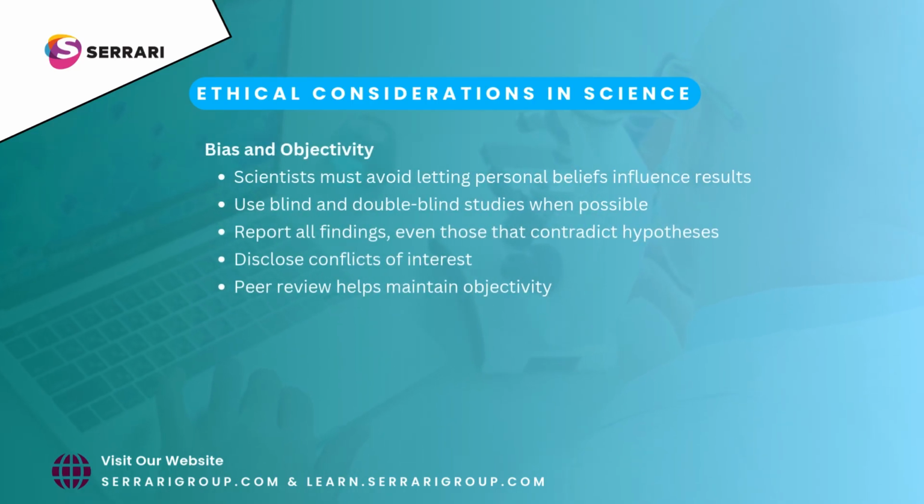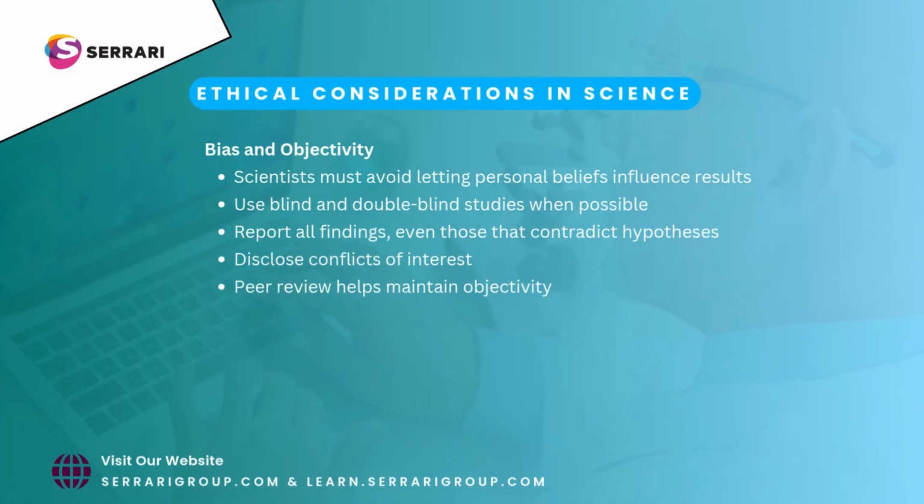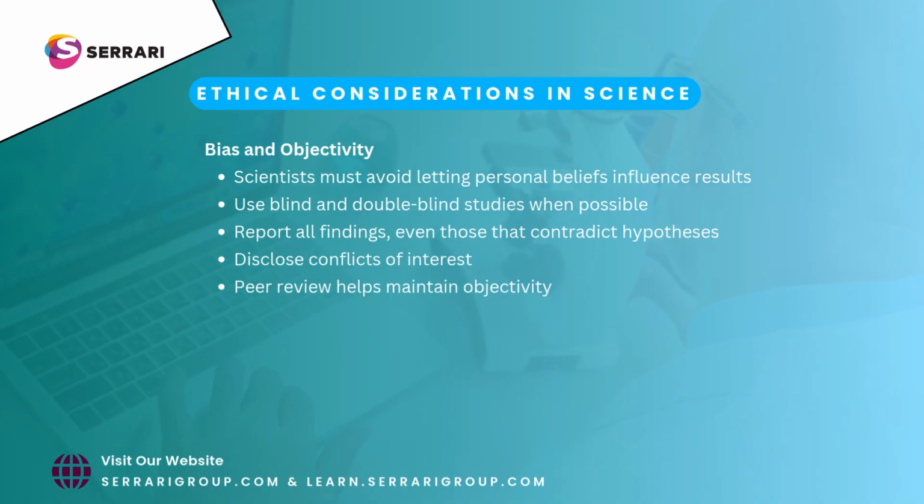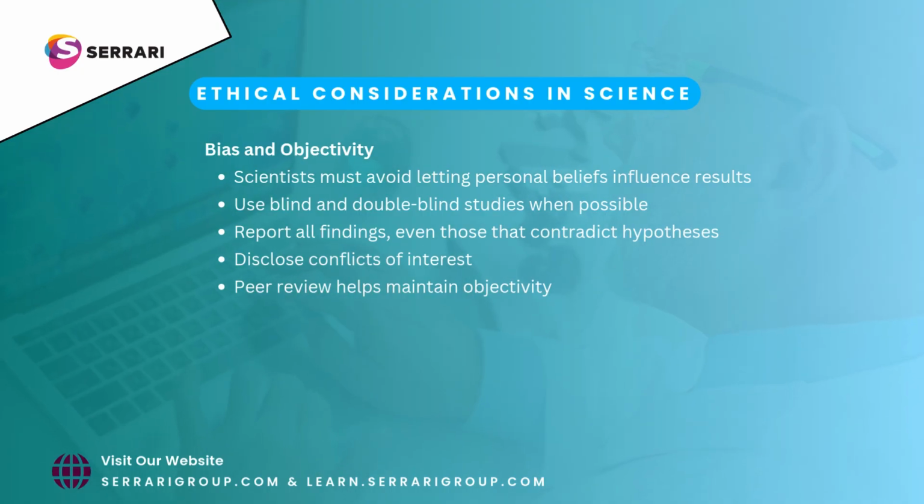Bias and objectivity. Scientists must avoid letting personal beliefs influence results. Use blind and double-blind studies when possible. Report all findings, even those that contradict hypotheses. Disclose conflicts of interest. Peer review helps maintain objectivity.